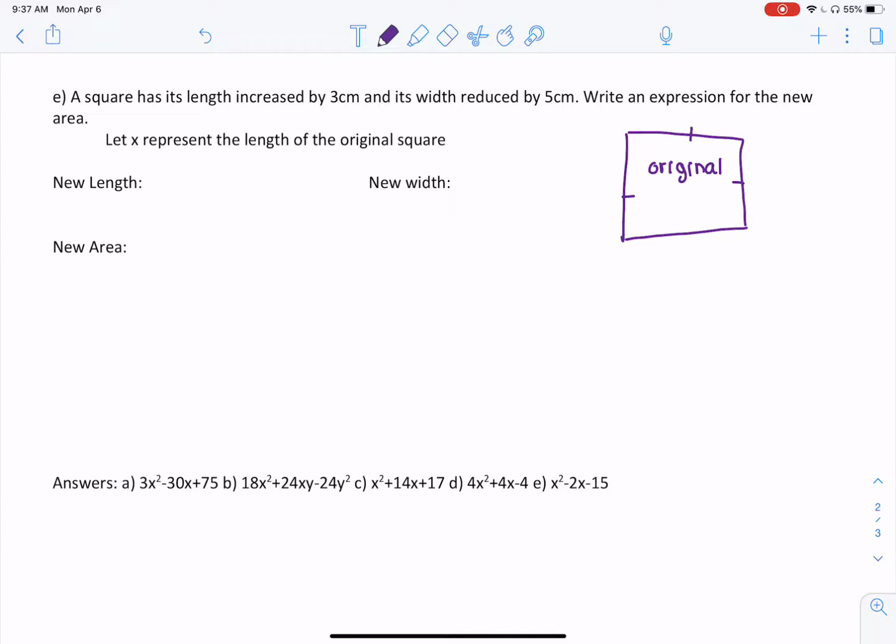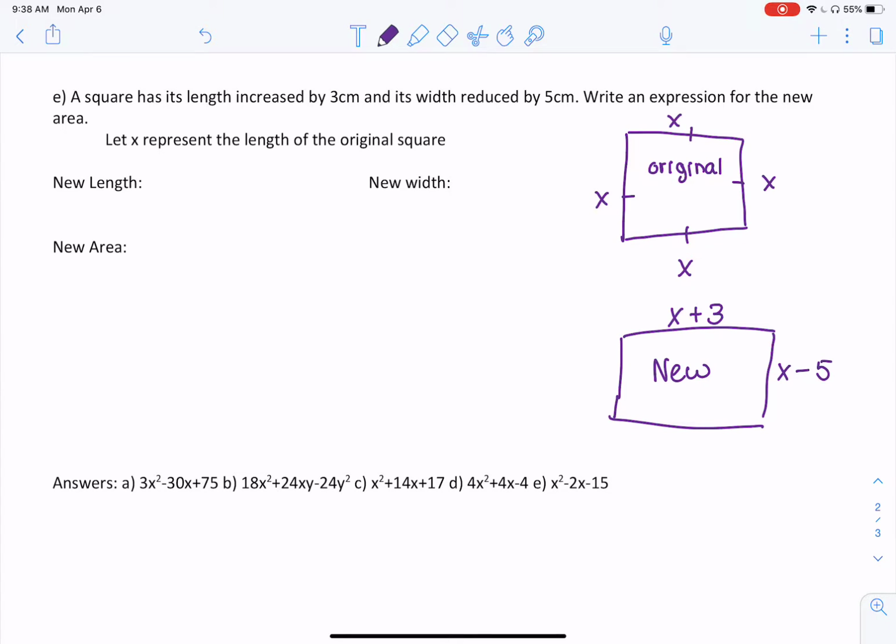And it's telling us that my length and width are all x. It's a square, so we know that they're all the same. So for our new square, which isn't going to be a square anymore, we know that our length has been increased by 3. So over here, we had whatever our length was, and we increased it by 3. And then our width was reduced by 5. So whatever our old width was, we reduce it by 5.